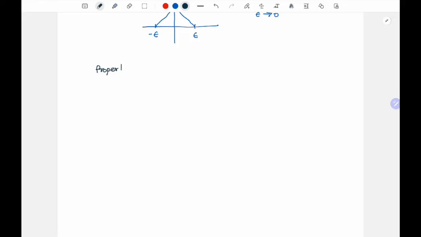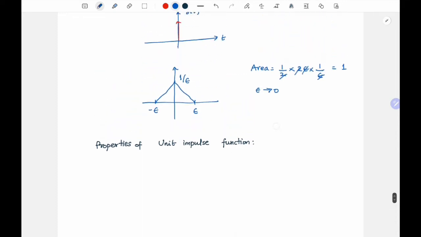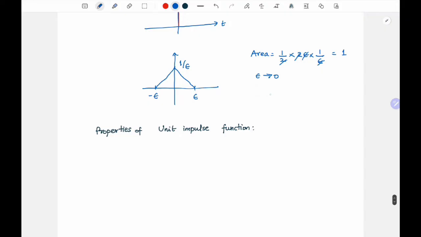Properties of the unit impulse function or signal. And what does the word unit mean? Unit means the area is 1. So if you have some k delta of t, this is an impulse with area k units.